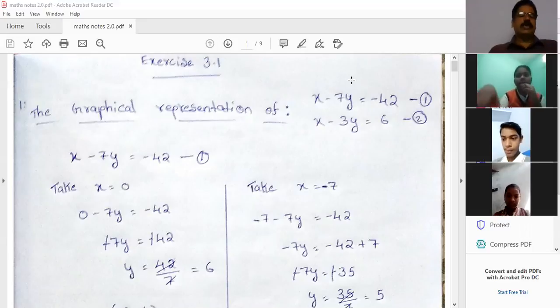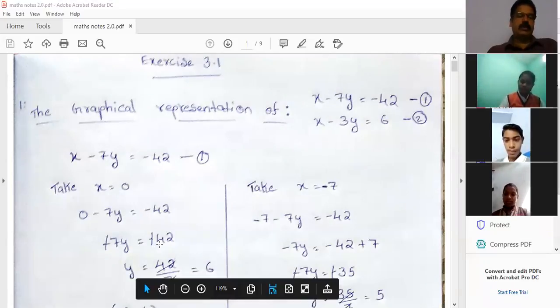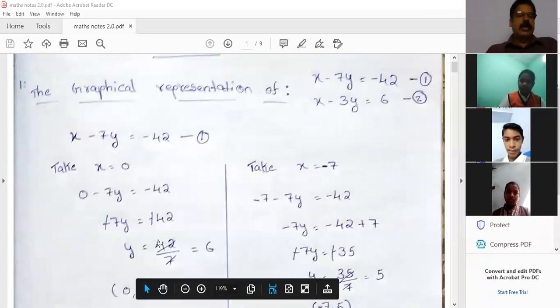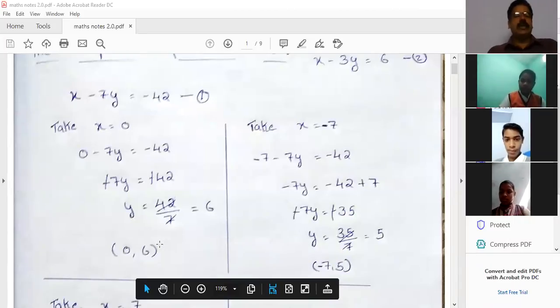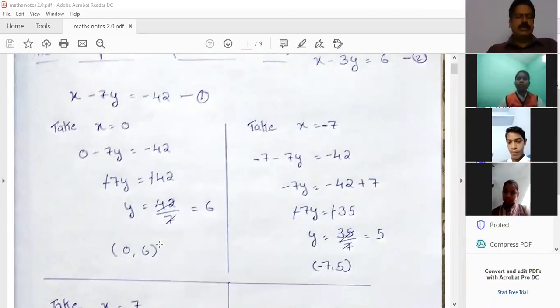Okay. So first I substitute x equal to 0, then 0 minus 7y equal to minus 42, so minus 7y equal to minus 42. Then the minus signs on both sides cancel. y equal to 42 by 7, which is 6. Then the first solution is (0, 6).